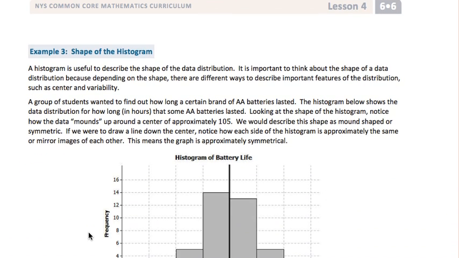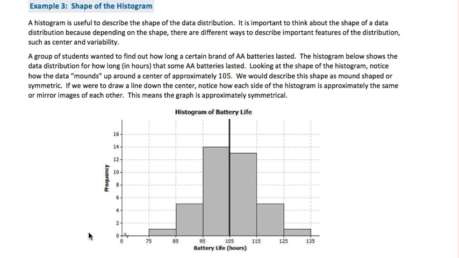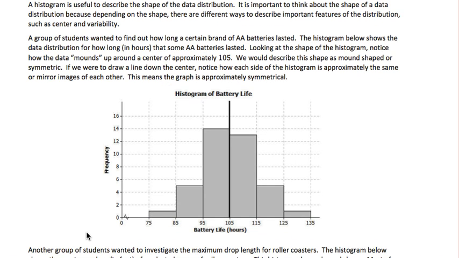A group of students wanted to find out how long a certain brand of AA batteries lasted. The histogram below shows the data distribution for how long, in hours, that some AA batteries lasted. Looking at the shape of the histogram, notice how the data mounds up around a center of approximately 105. We would describe this shape as mound-shaped or symmetric. If we were to draw a line down the center, notice how each side of the histogram is approximately the same or mirror images of each other. This means the graph is approximately symmetrical.